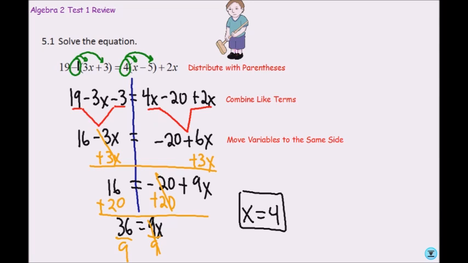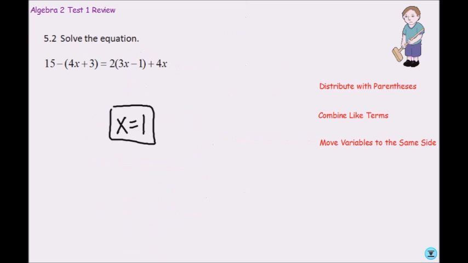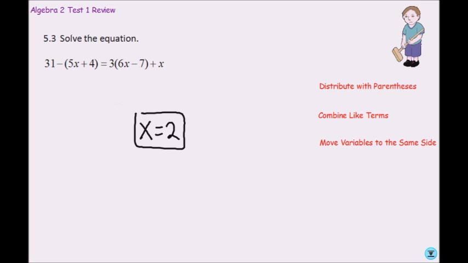Alright, let's check in on you. If we look at 5.2, you should have got x equals a positive 1. And for 5.3, you should have got x equals a positive 2. Alright, so that concludes problem number 5.